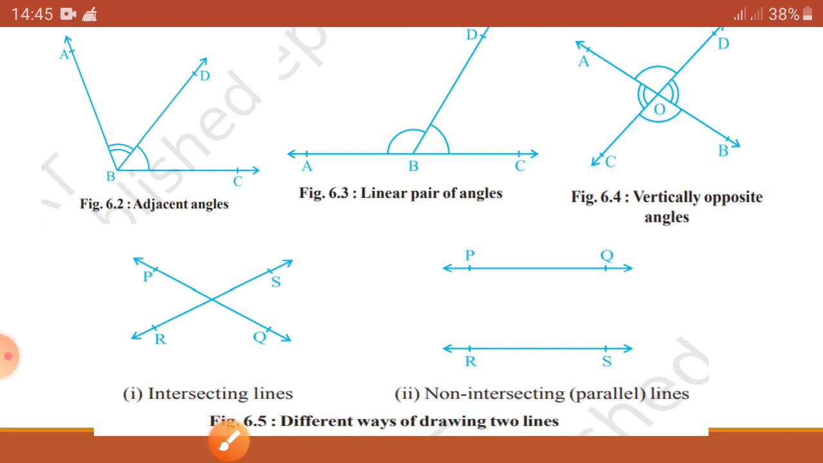So these lines are acting as intersecting lines. Recall the notation of a line, which extends indefinitely in both directions. Lines PQ and RS in figure 6.51 are intersecting lines, and in figure 6.52 are parallel lines. Note that the lengths of the common perpendiculars at different points on these parallel lines are the same. This equal length is called the distance between two parallel lines. I think it is clear to you.